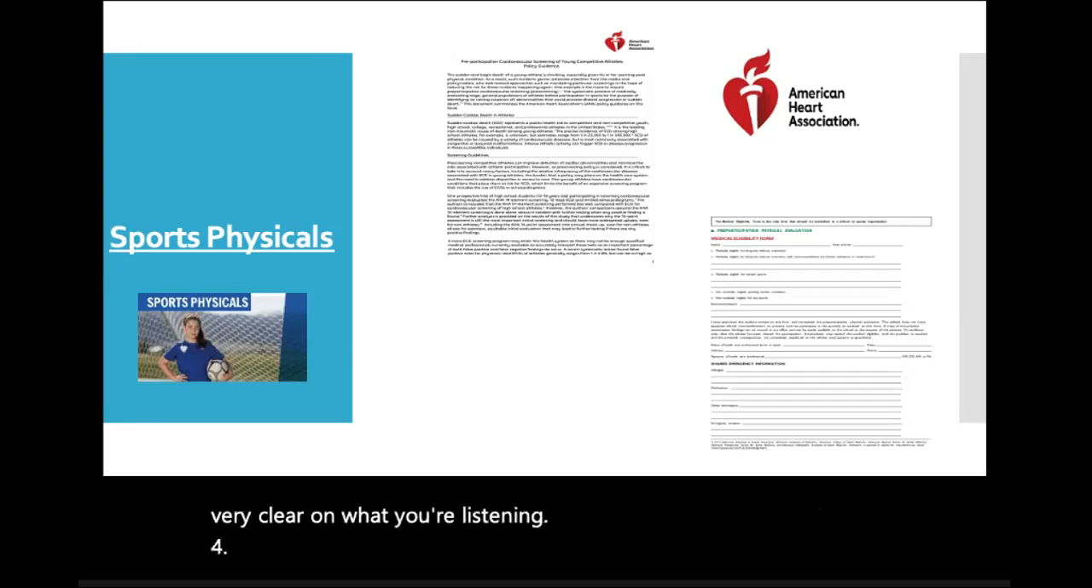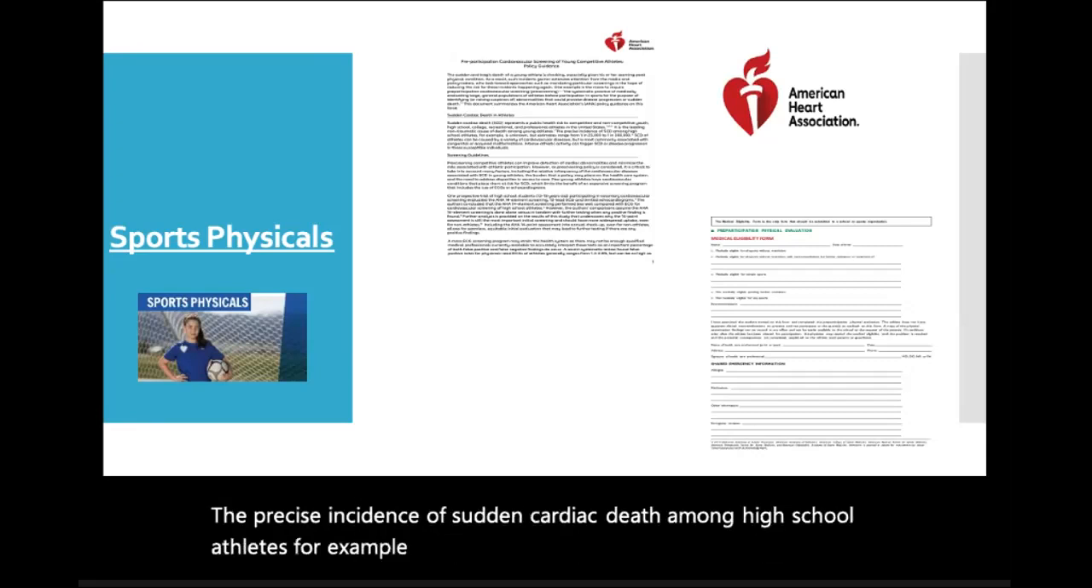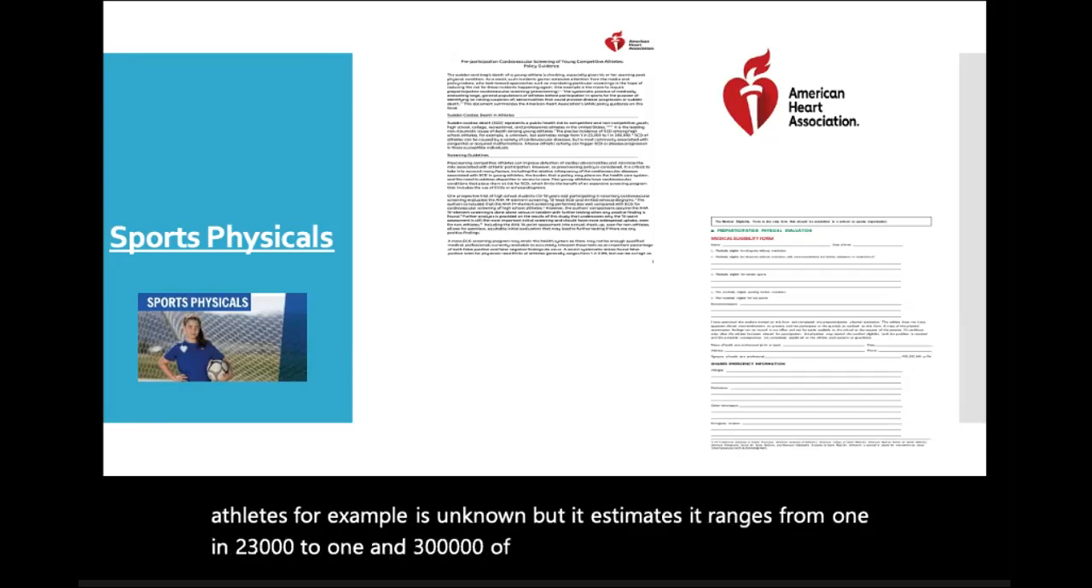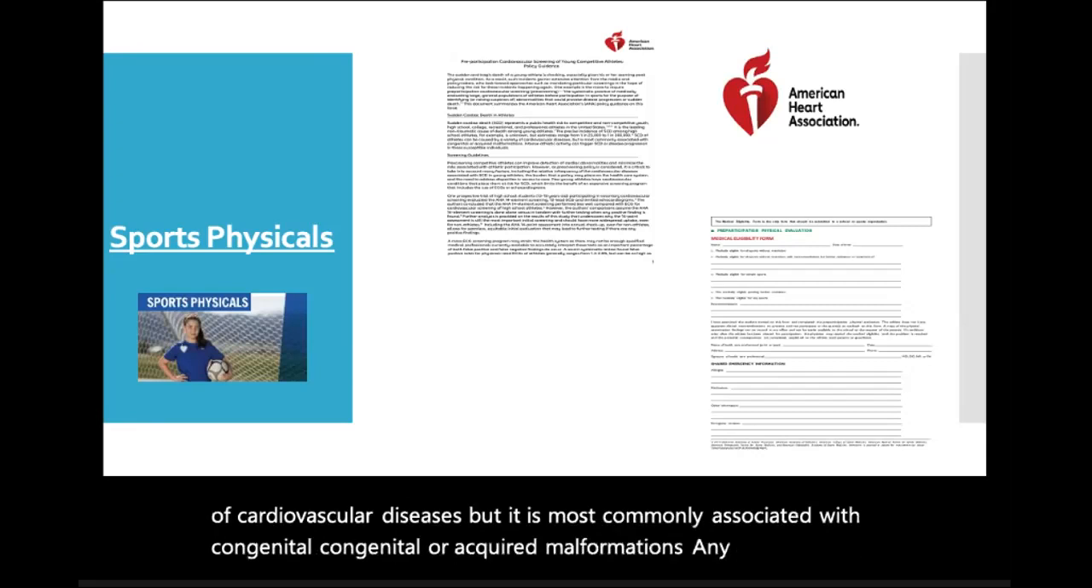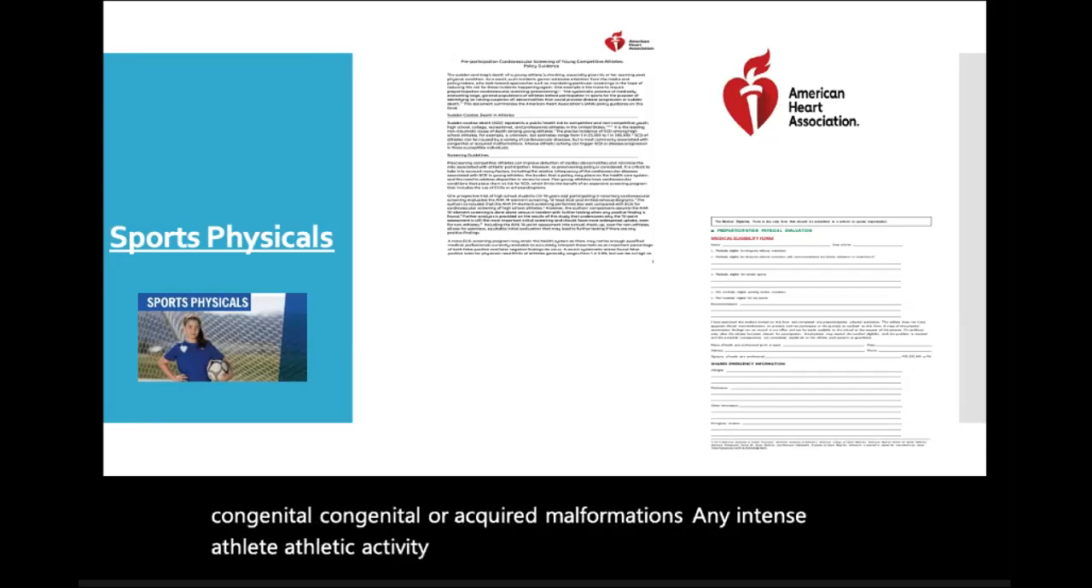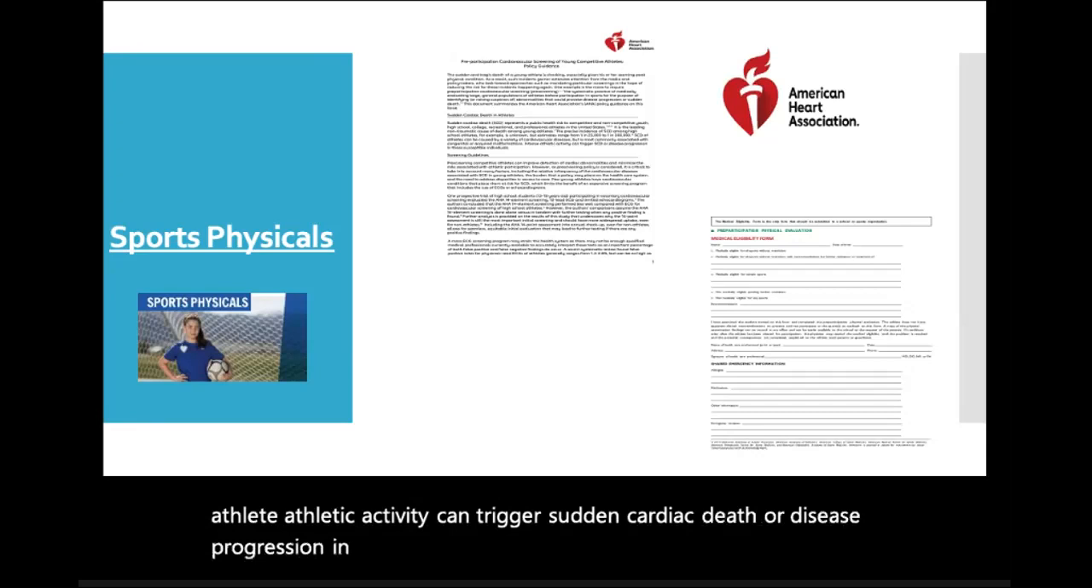The precise incidence of sudden cardiac death among high school athletes, for example, is unknown, but it's estimated to range from 1 in 23,000 to 1 in 300,000 athletes. It can be caused by a variety of cardiovascular diseases, but it is most commonly associated with congenital or acquired malformations. Any intense athletic activity can trigger sudden cardiac death or disease progression in these susceptible individuals, and that's why they made all of these recommendations.